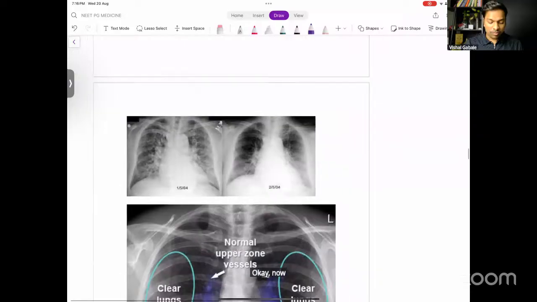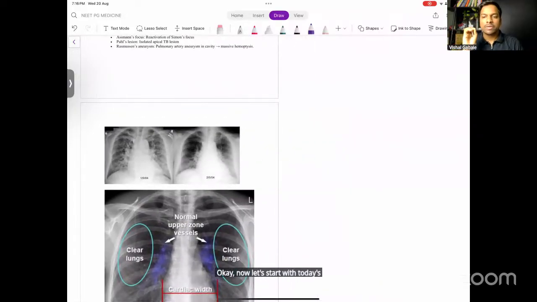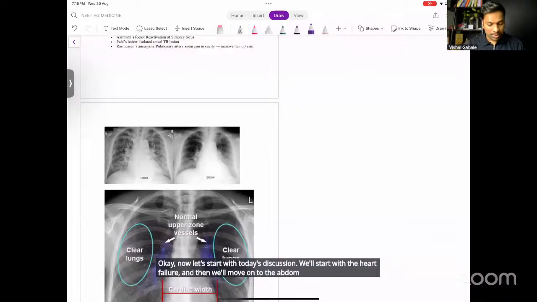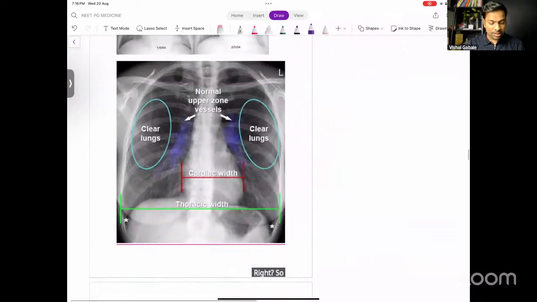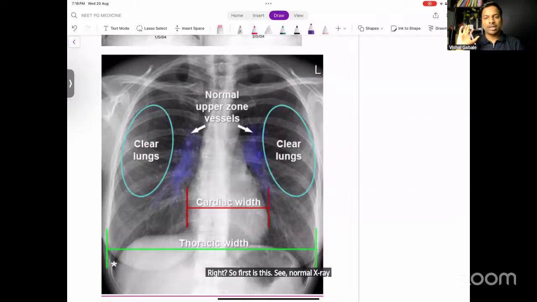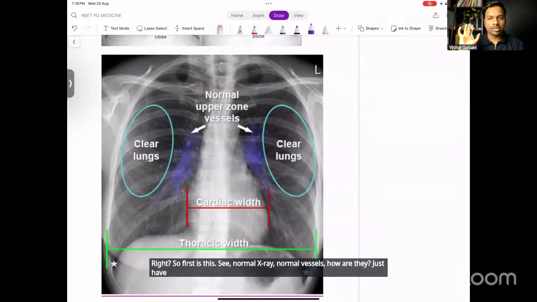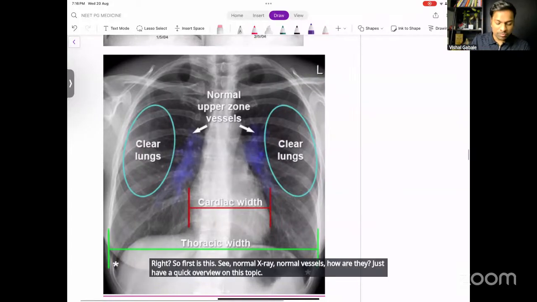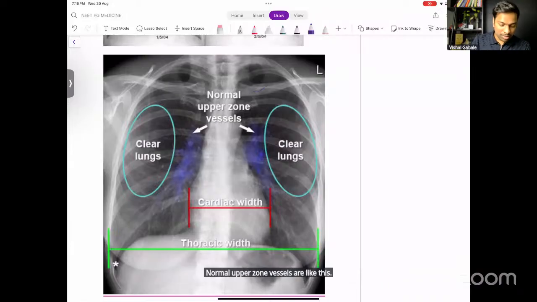Now let's start with today's discussion. We'll start with heart failure, and then we'll move on to the abdominal X-rays too. First is this. See, normal X-ray, normal vessels, how are they? Just have a quick overview on this topic. Normal upper zone vessels are like this. Look at these vessels, these are the normal upper zone vessels.